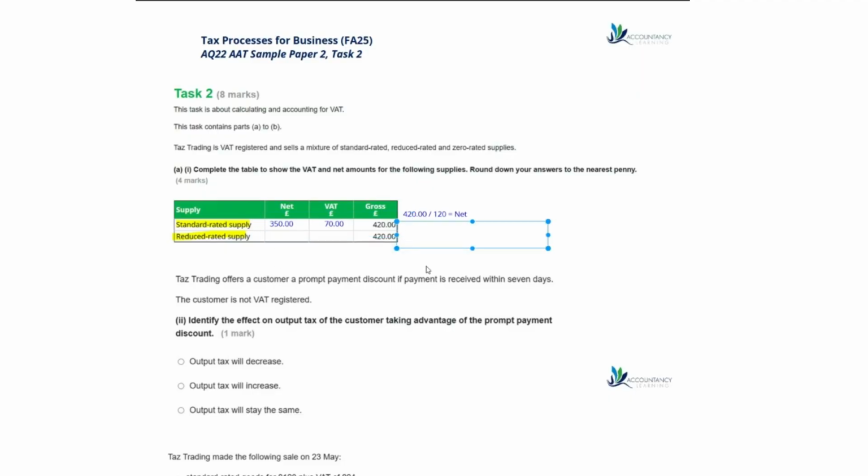Now for reduced rate, you're still going to take the 420, but this time you're going to divide it by 105, and that will give you your net amount. And multiply it by 5% this time, that's the reduced rate. And again, you've got the 420 gross amount.